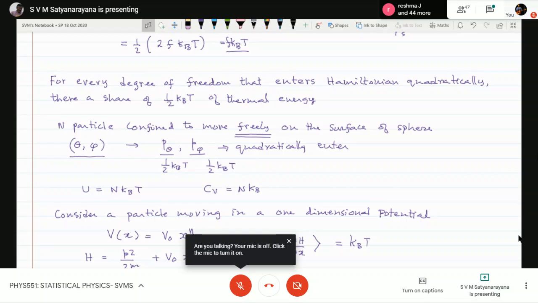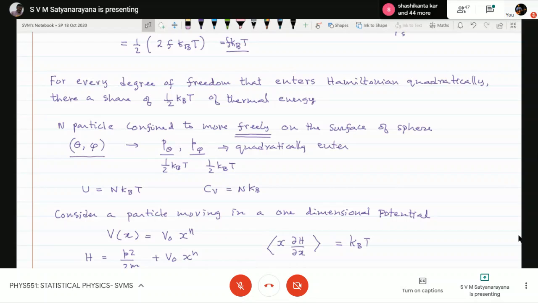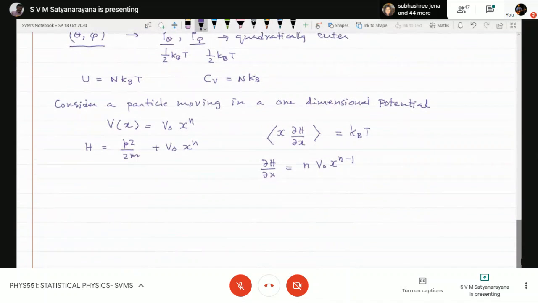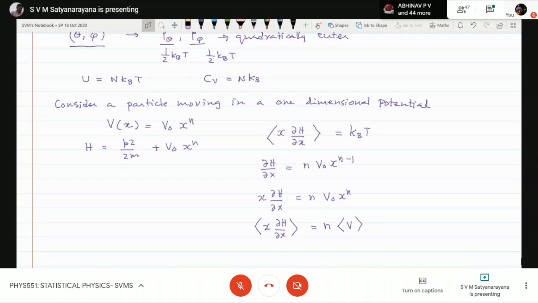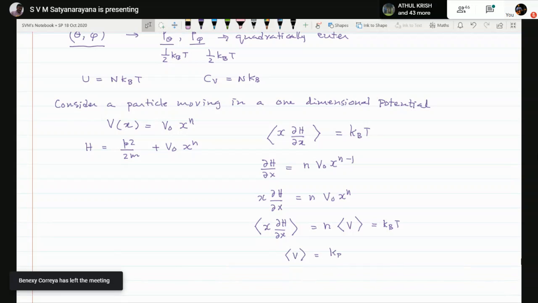Your dou H by dou x is equal to n times V naught times x to the power n minus 1. Whereas if you ask what is x times dou H by dou x, it is equal to n V naught x to the power n. So the average value of x dou H by dou x is nothing but n times the average of your potential energy. V naught x to the power n is your potential energy, and that is equal to kBT. Okay, so then the average potential energy is given by kBT divided by n.